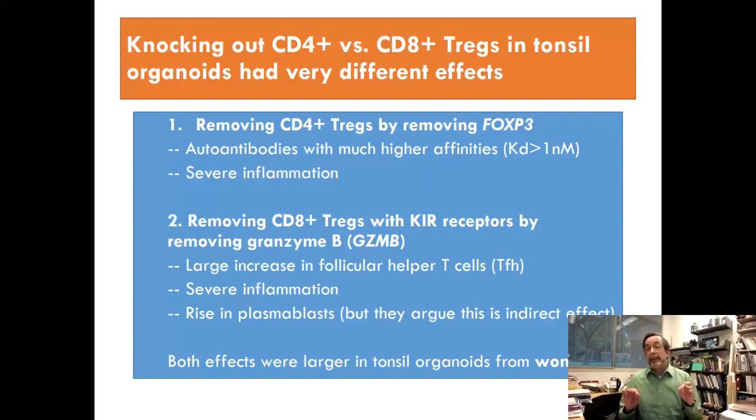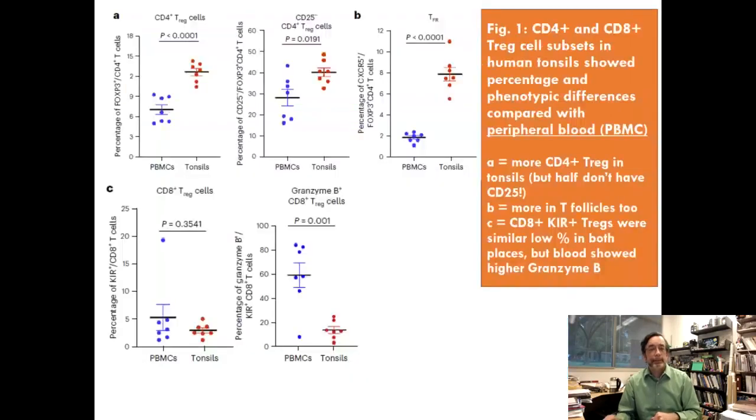But the final thing that they did see that we'll talk about: they saw both effects were larger in women's tonsil organoids than men's. This goes right along with what we said. Autoimmunity usually is a bigger problem in women than in men, and that would go right along with autoimmunity being mediated by these Treg cells.